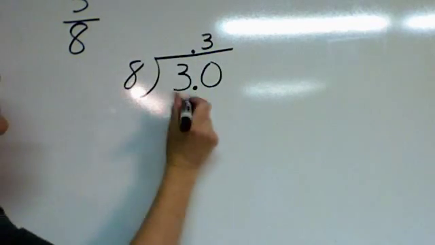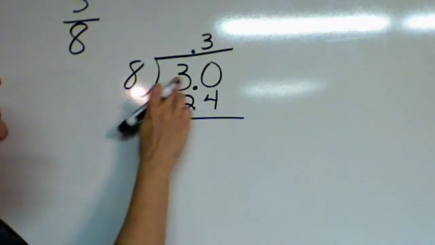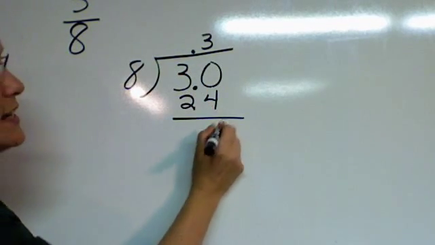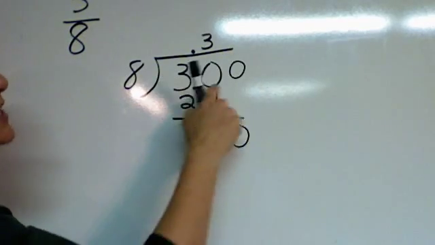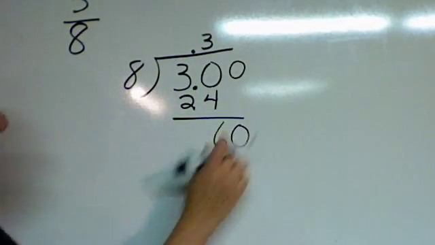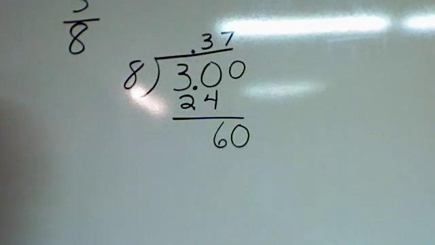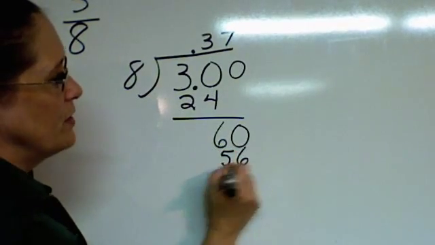3 times 8 is 24. Then we subtract. 10 minus 4 is 6. And we bring down another 0. Remember, to the right of the decimal point, we can put an infinite number of zeros. 8 goes into 60 7 times. 7 times 8 was always one of those multiplication facts I had trouble remembering when I was younger.